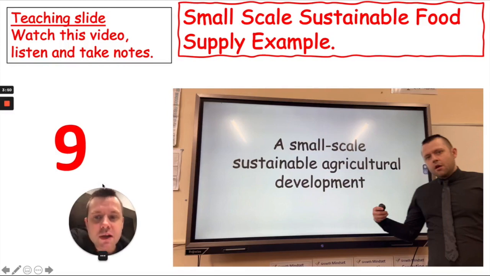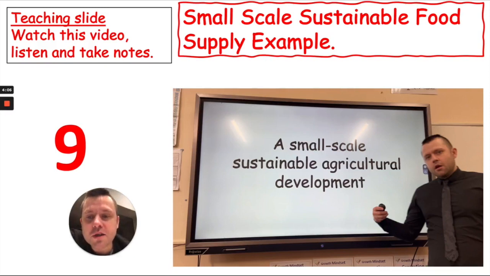Okay. Really love this case study. This is a small-scale sustainable agricultural development. Now, you could talk about this in the question that just came up if you wanted to. Obviously, you've already done it, so you can't now, but in future.